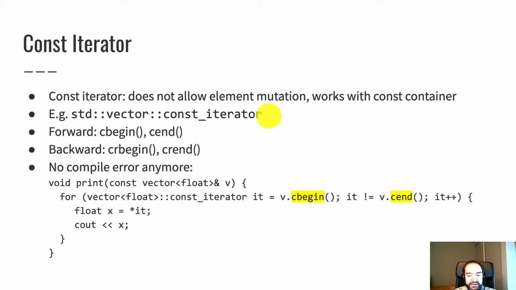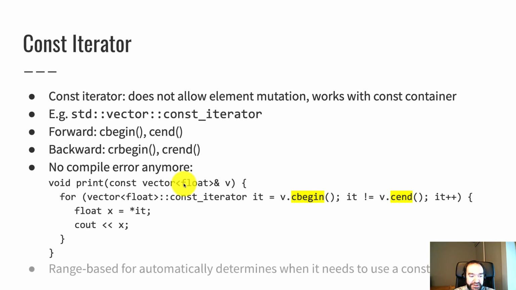So here's how I could fix that compile error, make my print function work. I've got print, it still takes a const vector of floats, and now I'm declaring a const iterator it. Instead of regular iterator, it's const iterator. And instead of begin and end, I call C begin and C end. And that would make the compile error go away because now there is no way that it can ever possibly change the elements of v, so that's compatible with the const declaration.